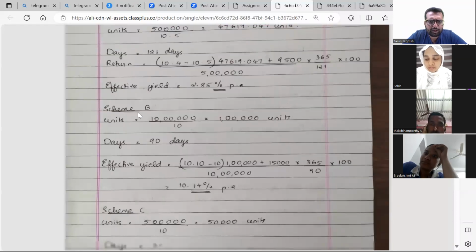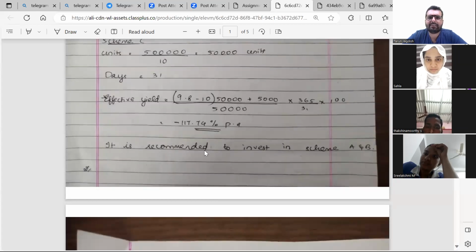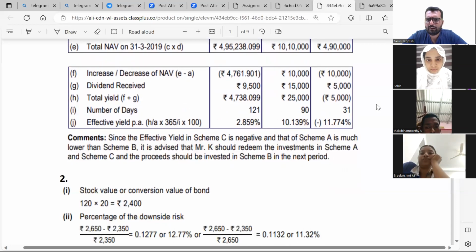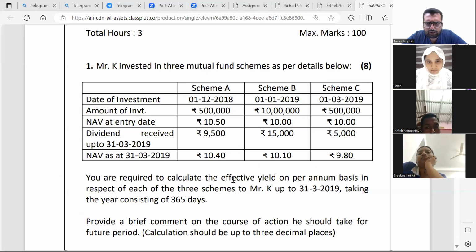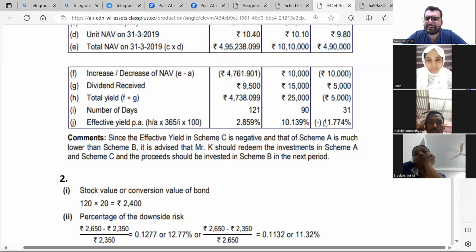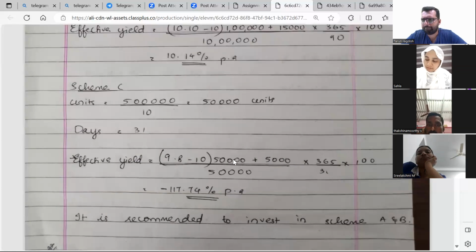So scheme A, then you have scheme B. You've got the answer as 10.14%. Scheme C, you've got the answer as minus 117.74%. Let's cross-check the solution here. You have written the answer as minus 117.74, but it is minus 11.74. You have made a rounding off error over here. Okay. So there has been some calculation mistake in the rounding off, but the moment this happens, you lose marks for scheme C.